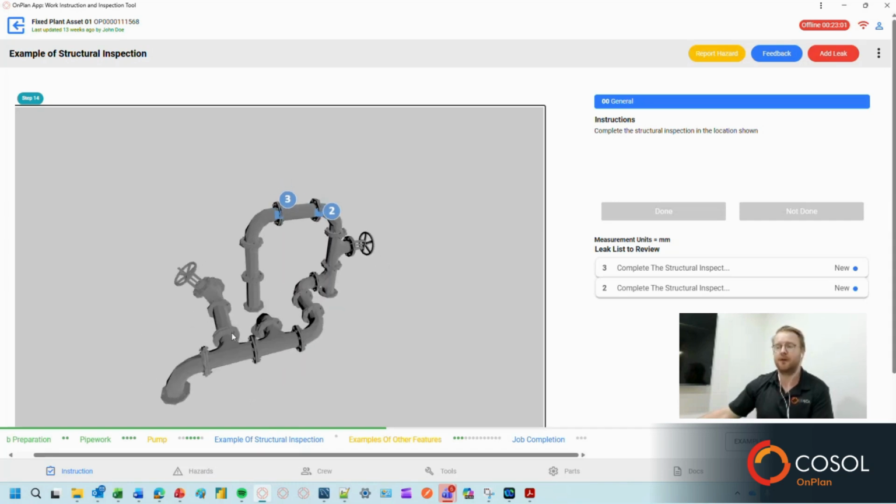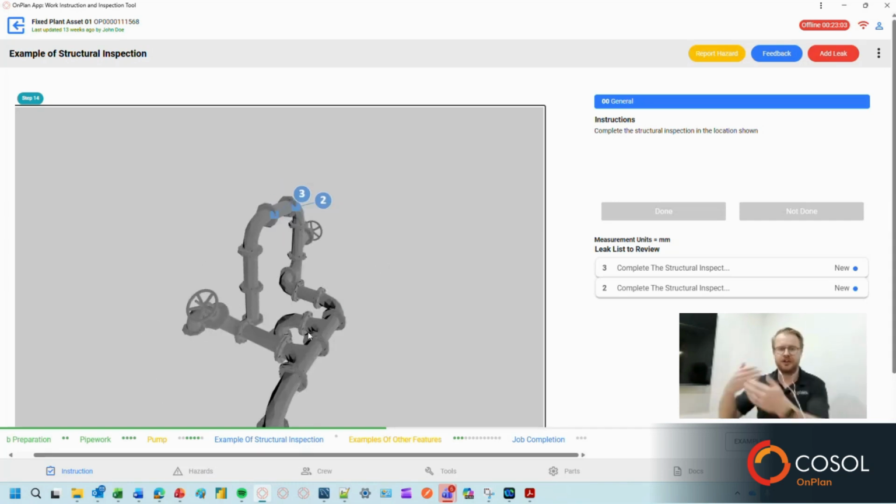What's the word I'm looking for? Referenced against an image. So you can overlay all the images on top of each other and get that heat map out.